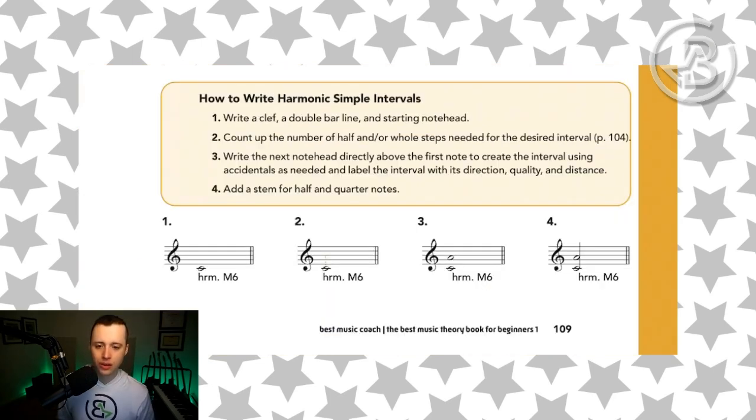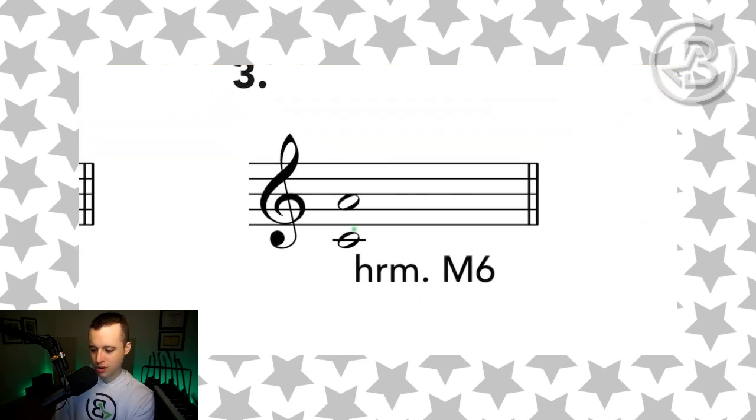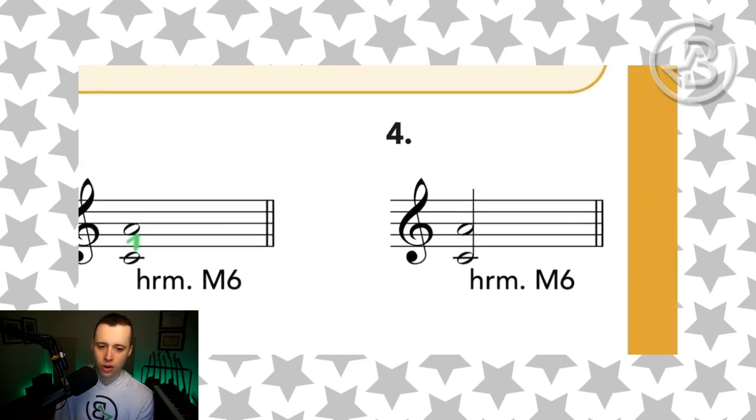In this lesson, you are going to learn how to write harmonic simple intervals using the notehead and the stem rules you learned in the last two lessons. So number one, you're going to write a treble clef, a double bar line, and a starting notehead. Step number two, you're going to count up the number of half or whole steps needed to create your desired interval. Step three, you're going to add the second notehead directly above the first notehead. And then step four, you add the stem following the stem rules. I will see you in the next lesson.